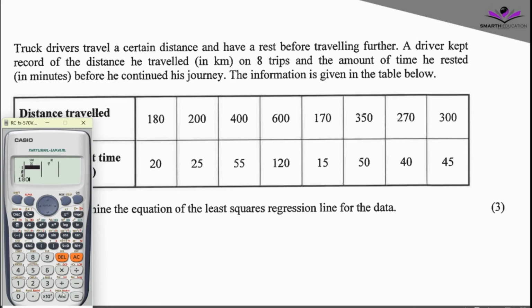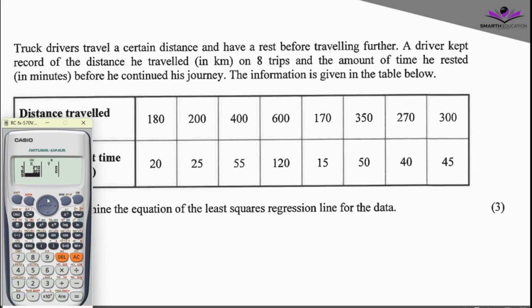180, then you press the equal sign. You see, the data has been entered. You go to the next one. 200 equals, 400 equals. You continue like that. You enter all of them. Right, so we've entered all the x values.